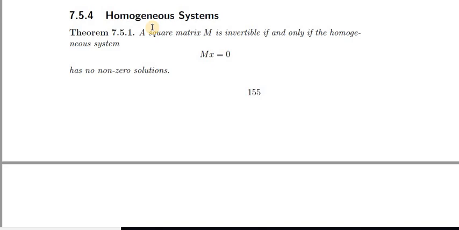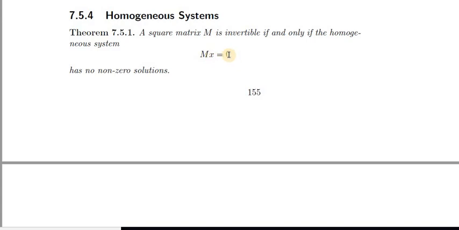Okay, recall the definition of a homogeneous system. A system is homogeneous if the vector of constants is 0 here. Now, a square matrix is invertible if and only if the homogeneous system has no non-zero solutions. Why is that? Because if M has an inverse, I apply M inverse to both sides. Here I get M inverse of 0, which is 0. That means x must be 0.